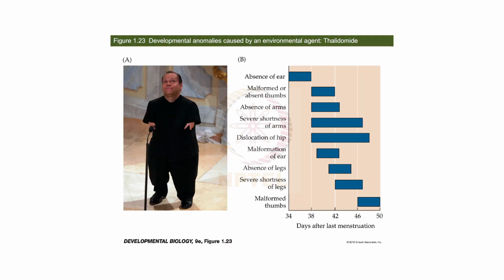But when they further saw the effect of thalidomide, the children born to those mothers who were consuming thalidomide had absence of ear, malformed or absent thumbs, absence of arms, severe shortness of arms, dislocation of hip, malformation of ear, absence of legs, severe shortness of legs, or malformed thumbs. So basically, these were the effects that were seen. After that, the drug was banned because it was leading to a very abnormal situation in the fetus that is being born.